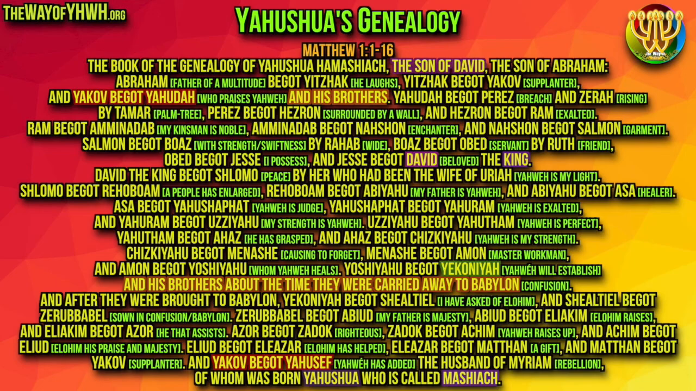So it says, my beloved, who will bring peace, and whose light is Yahweh, has enlarged the people. Once again, the many, redeeming the Gentiles, like Ruth, has enlarged the people. My Father is Yahweh, who is a healer. Yahweh is a judge. Yahweh is exalted. My strength is Yahweh. Yahweh is perfect, and he has grasped, because Yahweh is my strength. Who is causing to forget the master workman?